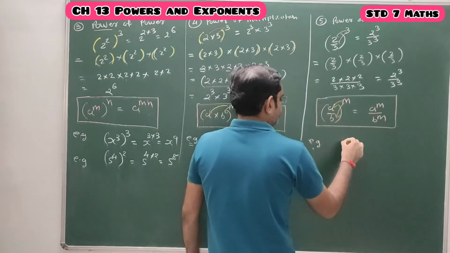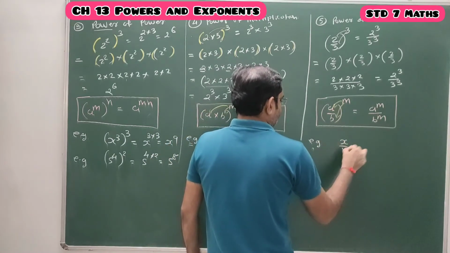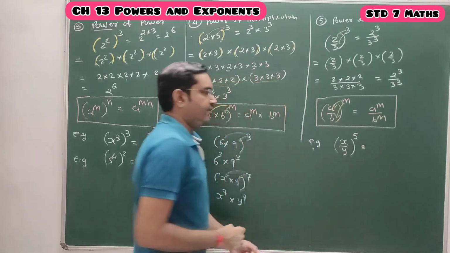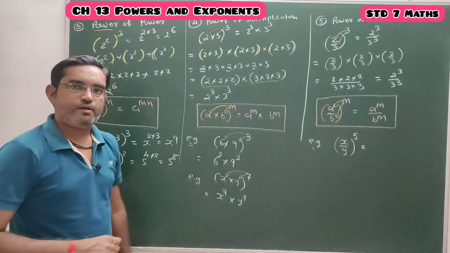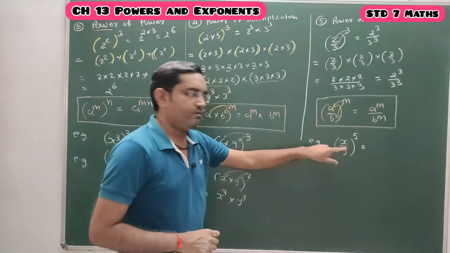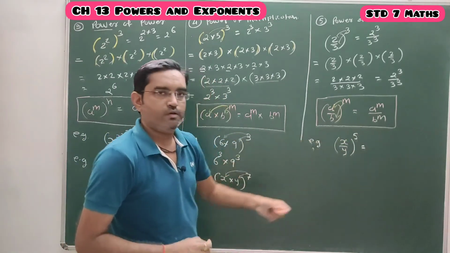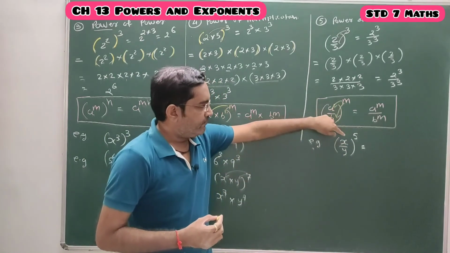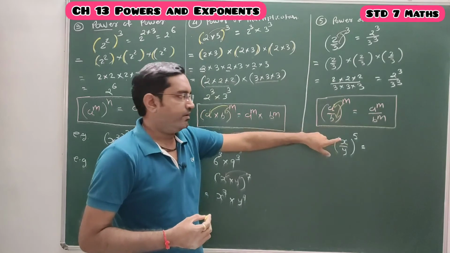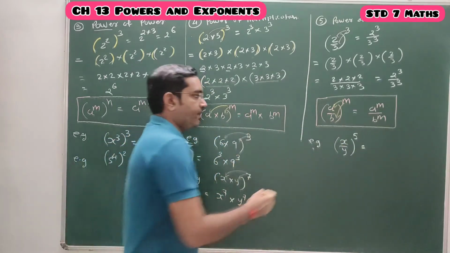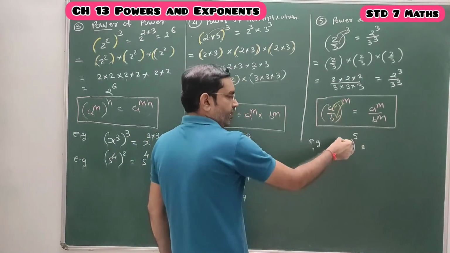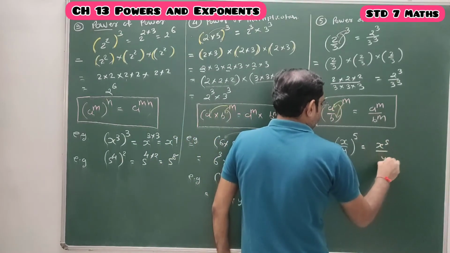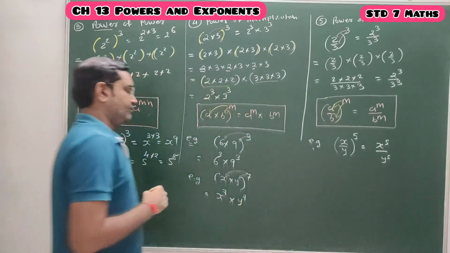For example, we are having x divided by y and whose power is 5. So it's a power of division. Division means two numbers are in division. Our base is in the form of division. This is one power form in which base is x by y and exponent is 5. So we can apply this exponent to this base in numerator as well as in denominator. So it's x raised to 5 divided by y raised to 5.